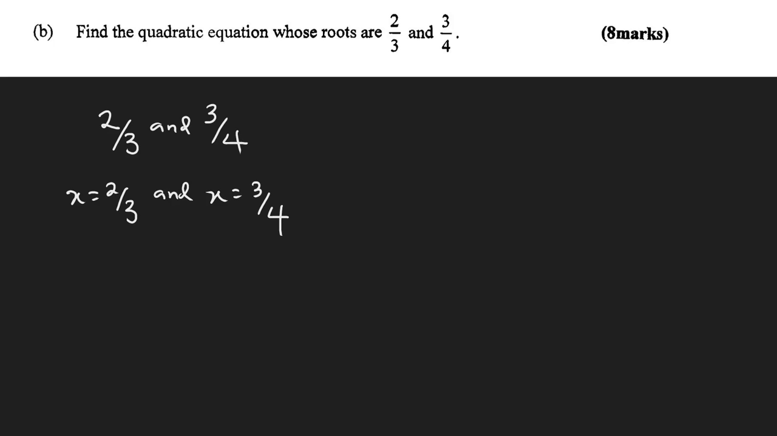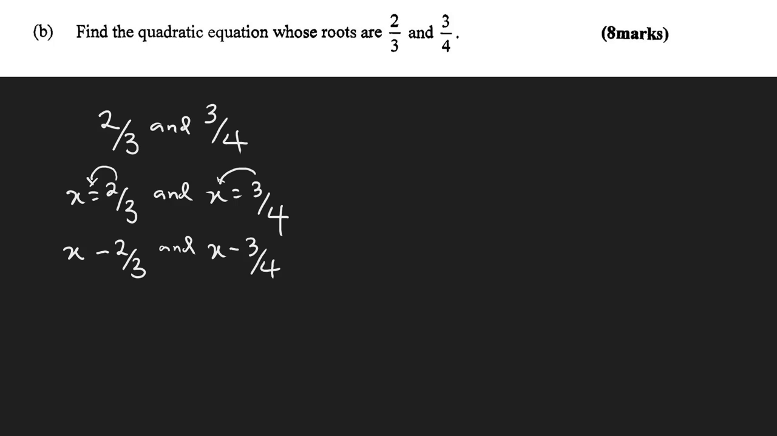Alright, question 3b. The question says find the quadratic equation whose roots are 2 over 3 and 3 over 4. So how are we going to go about this? It's simply by equating to x. So x equals 2 over 3 and x equals 3 over 4. By the time you move this to the other side and move this one too, it's going to be x minus 2 over 3, and we have x minus 3 over 4.